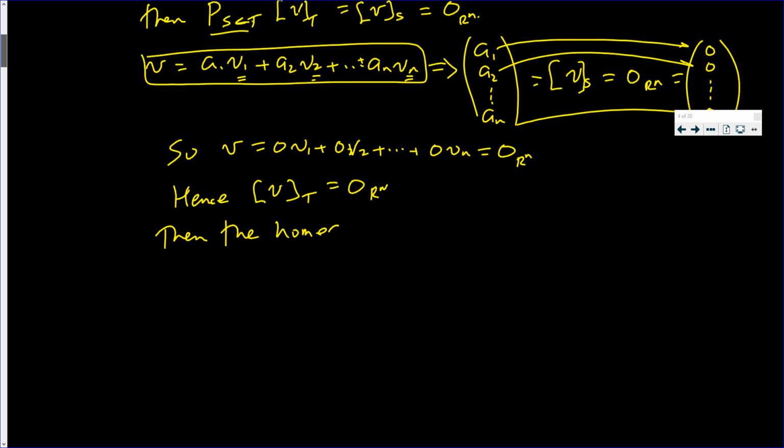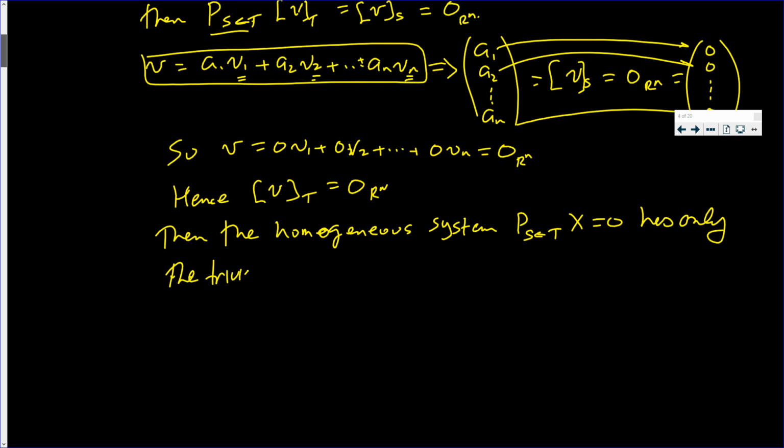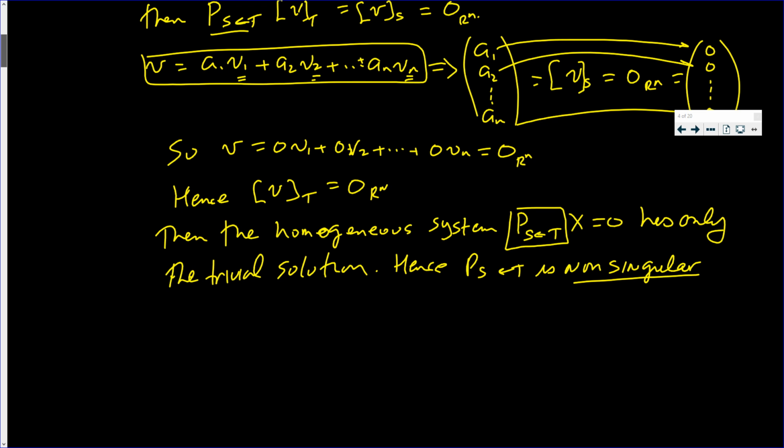Now we have the following, and this is where it all comes together. Then the homogeneous system, the transition matrix from T to S times x equals 0, has only the trivial solution. But that means that this has an inverse. Hence, P, the transition matrix from T to S, is non-singular, which is one of the things we wanted to show.